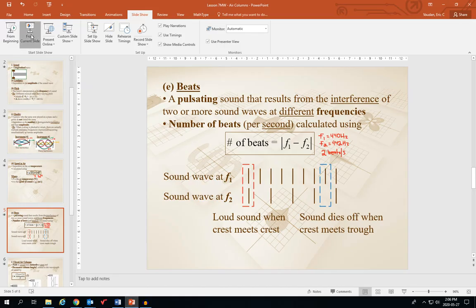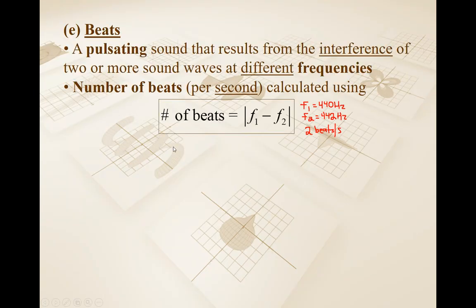Now I'm going to get rid of the second tone, the 442 one, and let's go back here. I'm going to change this slightly. I'm going to do this again, but I'm just going to change the frequency of the other sound wave. So this time around, F1 stays at 440 hertz. We'll do F2 at 444 hertz. And then the difference between those two would be 4. So in 1 second, I should hear 4 of those pulsating beat type sounds.